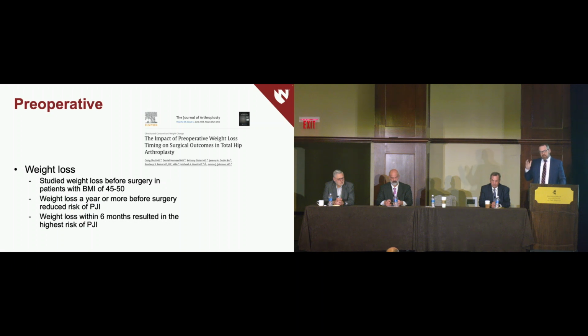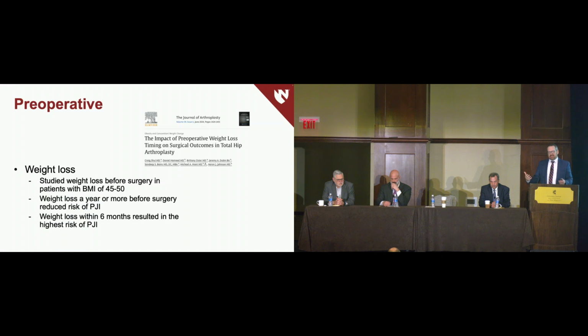They looked at a large database cohort, and they looked at patients who had a BMI of 45 to 50. And if they had weight loss more than a year before their surgery, that was actually protective against prosthetic joint infection. But what was really interesting to me was the cohort who had weight loss in the 3 to 6 month range prior to surgery. That was actually the highest risk cohort. They actually had a greater risk of prosthetic joint infection than the group that didn't lose weight. So it appears that while weight loss can be beneficial, the timing is probably important.